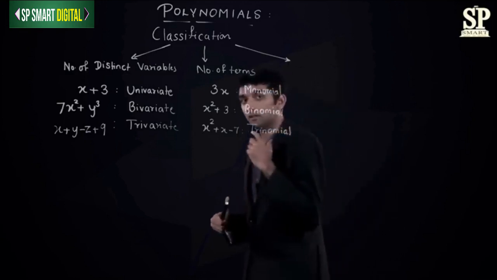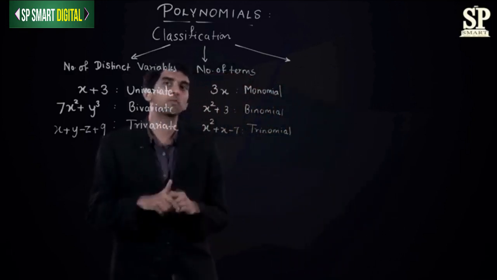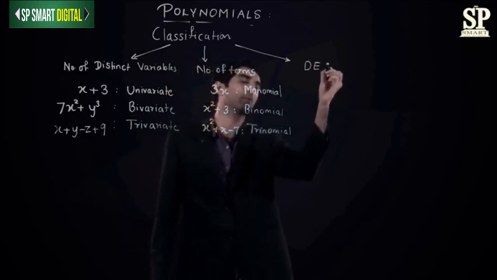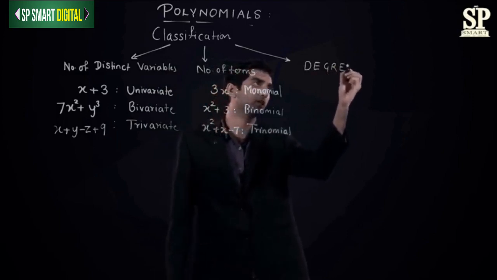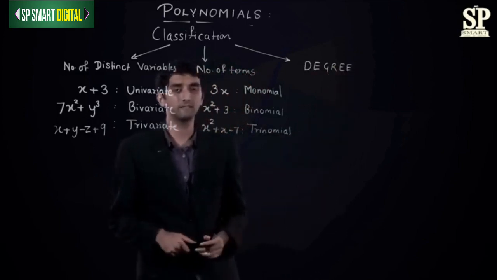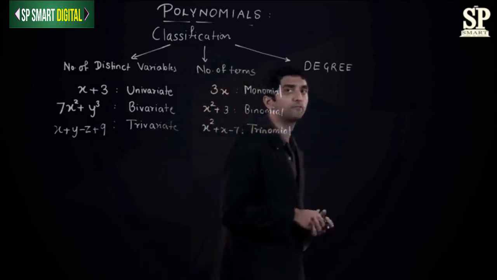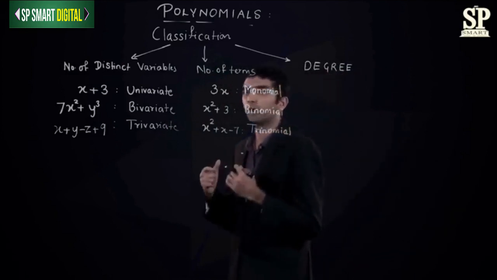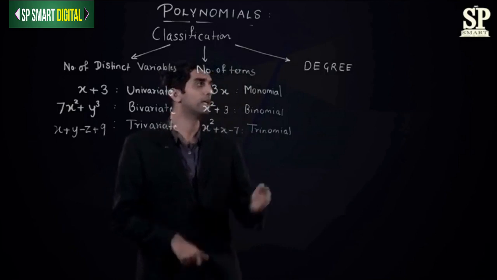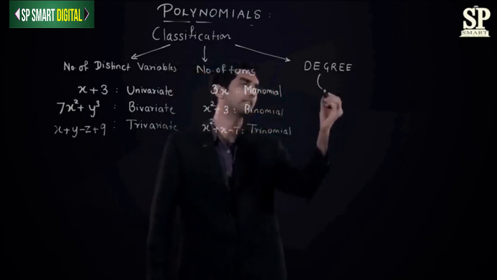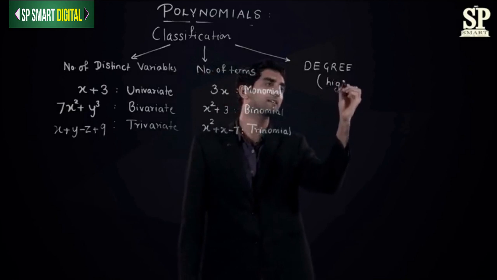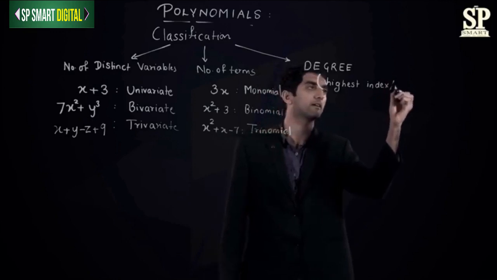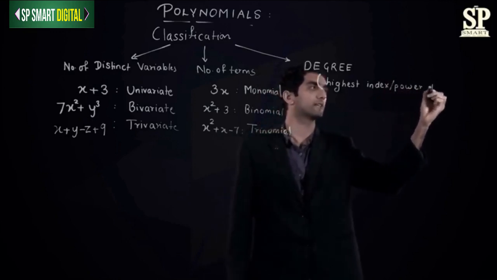Now, as I said, the third kind of classification is the most important kind of classification, which is based on the degree of the polynomial. Now, this is the classification which is going to be used extensively in this chapter and likewise further in the entire algebra of mathematics. So let's understand firstly what a degree is. Now, degree by definition is the highest index or the highest power that the variable has.